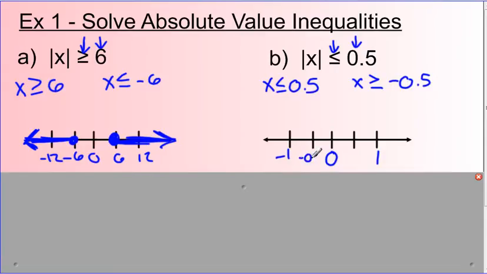This would be a negative 0.5. That'd be a positive 0.5. We need solid dots at each of them. Now let's see. X is less than 0.5. That's this way. X is greater than negative 0.5. That's this way. So look, they're shading in between. They're both pointing at each other. So this one, we're shading in between, even though it looks like they're facing outwards.